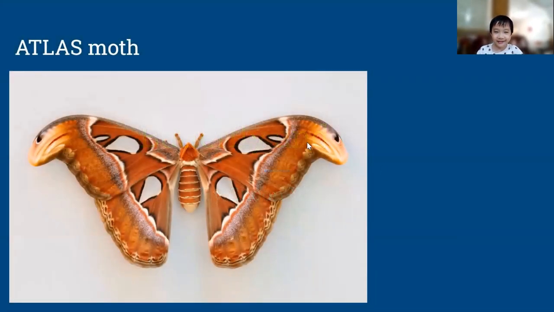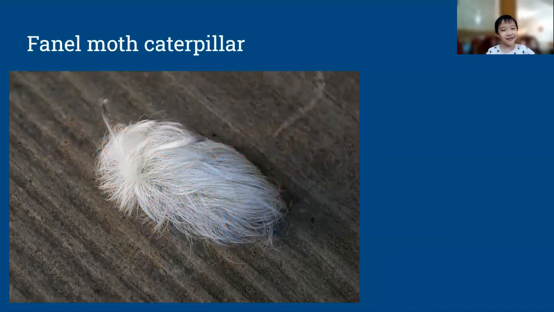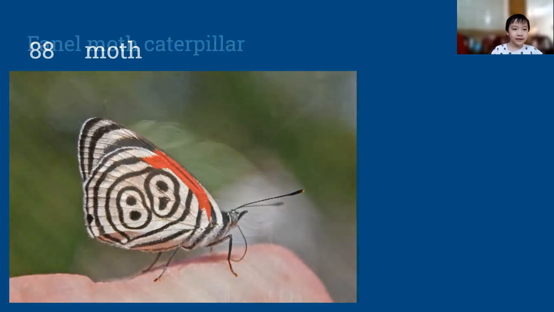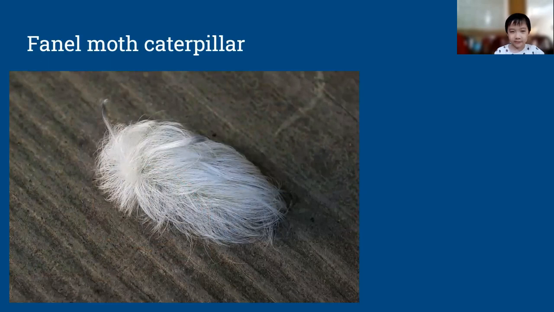This is an Atlas moth. It has snake heads. See this, Larry? These are snake heads. This is a flannel moth caterpillar. It has a very furry experience with poison. This has poisonous hair.